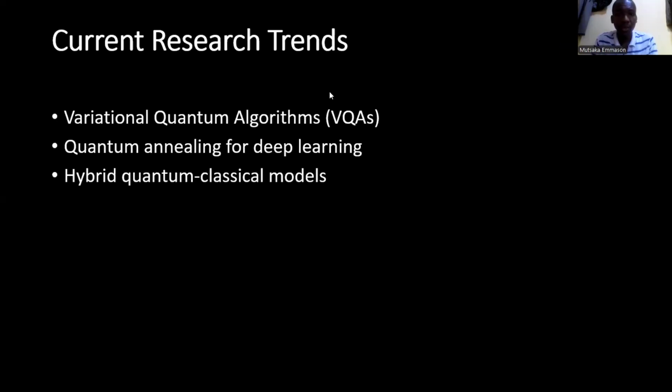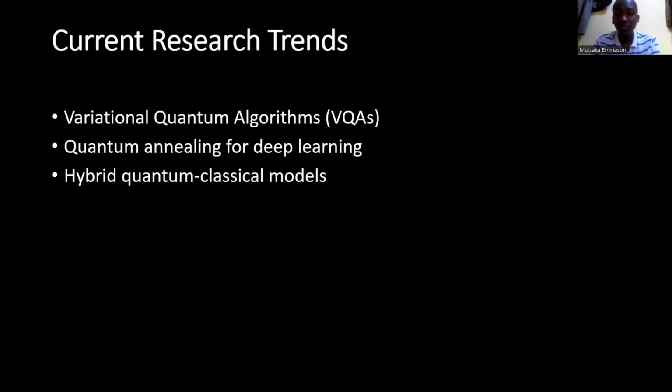From where my colleague has stopped, I talk about the current research trends. There are three. The first one is the variational quantum algorithm, which is one of the efficient processes for processing complex data efficiently, for example, using the QK means clustering. Then we have the second one, quantum annealing for deep learning.